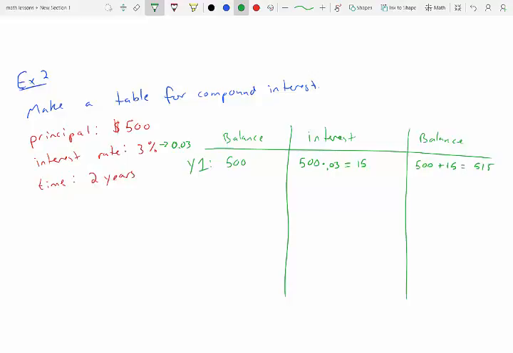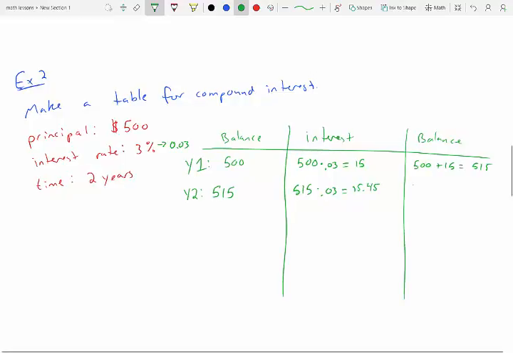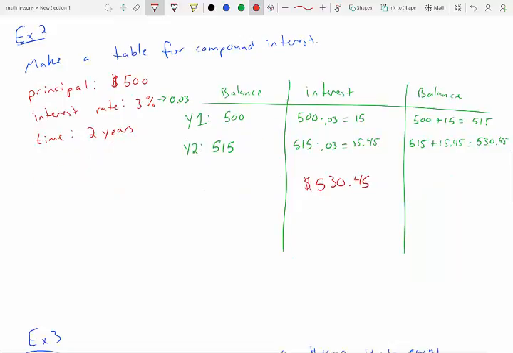That's at the end of year 1, so at the beginning of year 2, I now have $515. I make interest on that again, so 515 times 0.03 equals 15.45. And then if I do my 515 plus 15.45, I get 530.45. So I made my table, and at the end of 2 years, I have $530.45. And that's example 2. We made a table for compound interest.